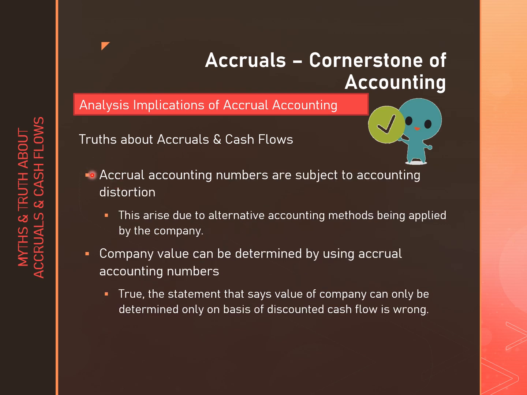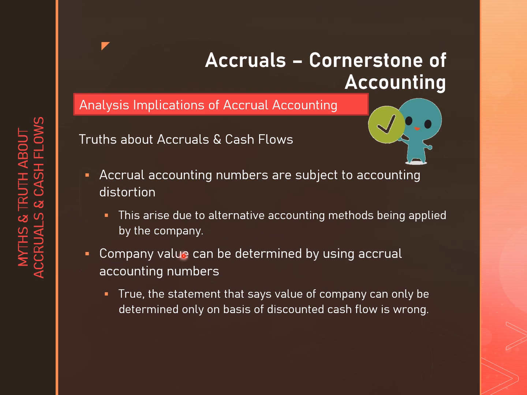Next, the truth about accruals and cash flow is that accrual accounting numbers are subject to accounting distortion. This is true, because in financial accounting there are many alternative methods. Even calculating depreciation has various ways, right? So we can choose either one to make our accounts look good. So it is indeed subject to accounting distortion.